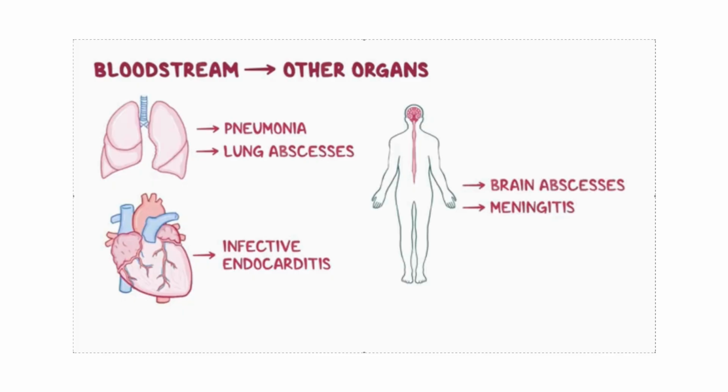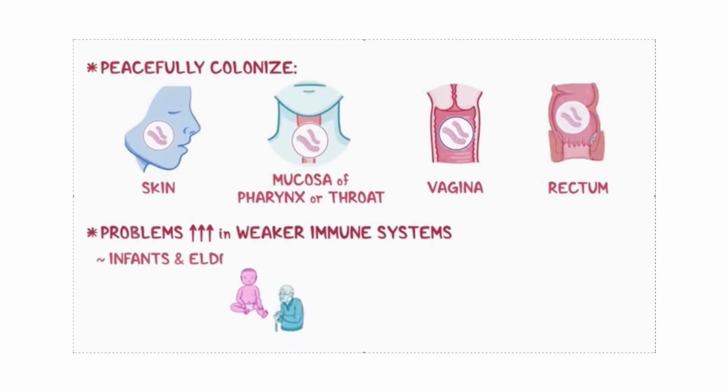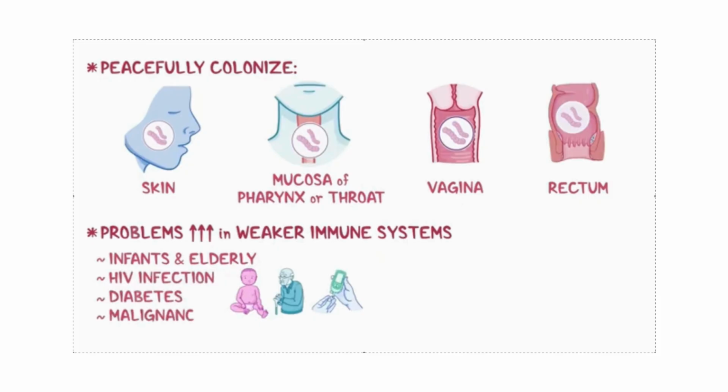Surprisingly, despite all that powerful arsenal, strep pyogenes can actually peacefully colonize the skin, the mucosa of the pharynx or throat, the vagina, and the rectum. It doesn't do any harm so long as the immune system keeps them in check, restricting their growth and preventing them from spreading somewhere else in the body. Problems arise in individuals with weaker immune systems, like infants and the elderly. Other immune-weakening conditions include HIV infection, diabetes, or a malignancy.